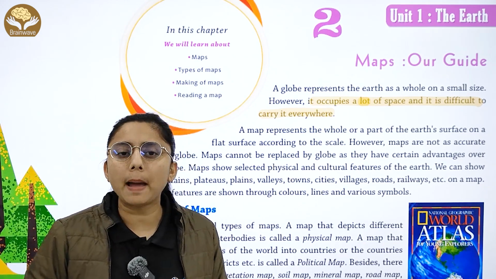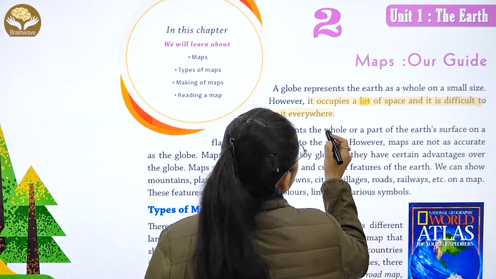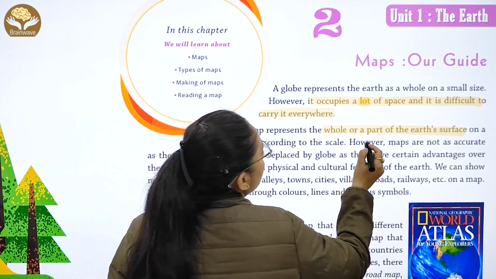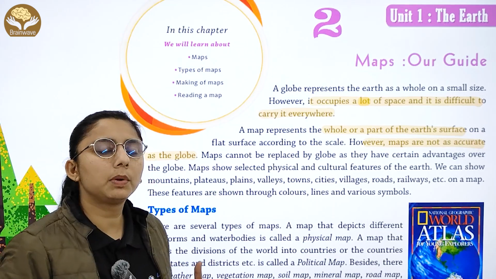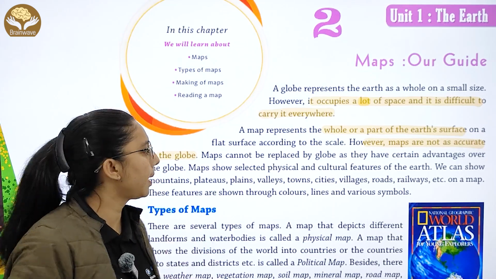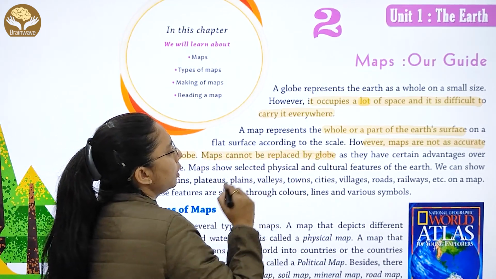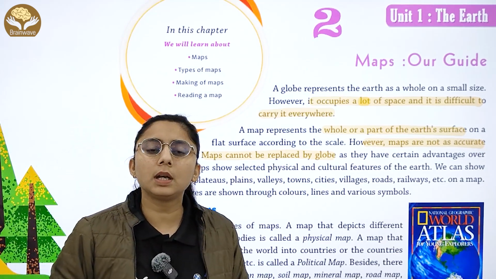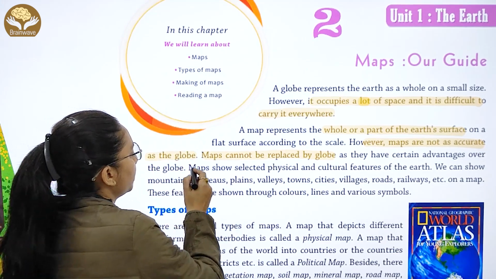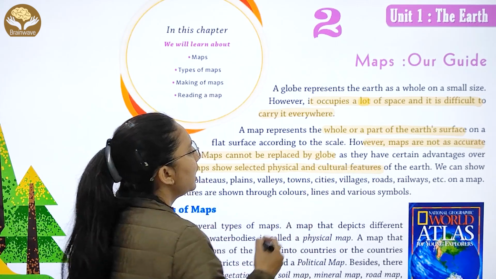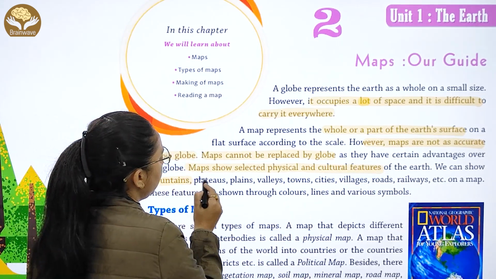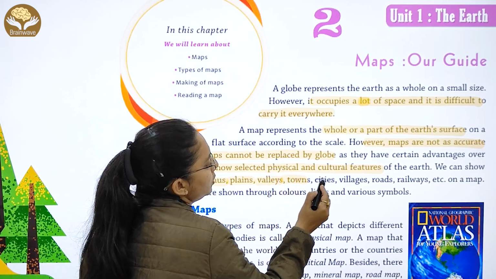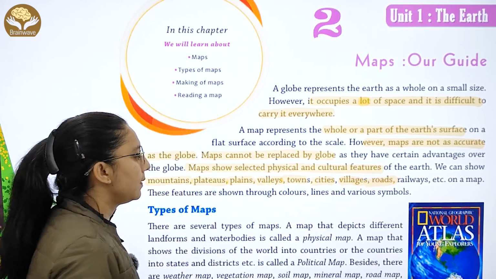Then what is a map? It represents the whole or the part of Earth. According to the scale, maps are not as accurate as the globe. जितना accurate आपके globe होता है उतना accurate नहीं होता है map. Map cannot be replaced by globe as they have certain advantages over globe. Map shows selected physical and cultural features of the earth, and we can show mountains, plateaus, plains, valleys, towns, cities, villages, roads, railways on a map.